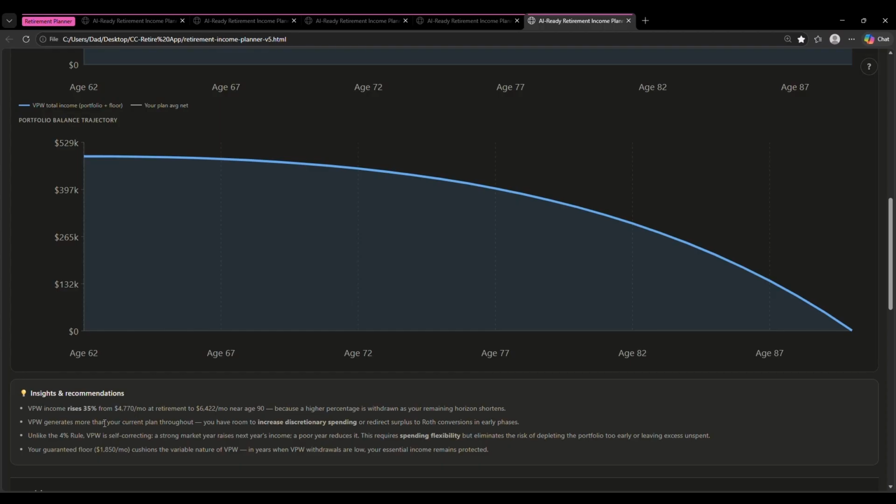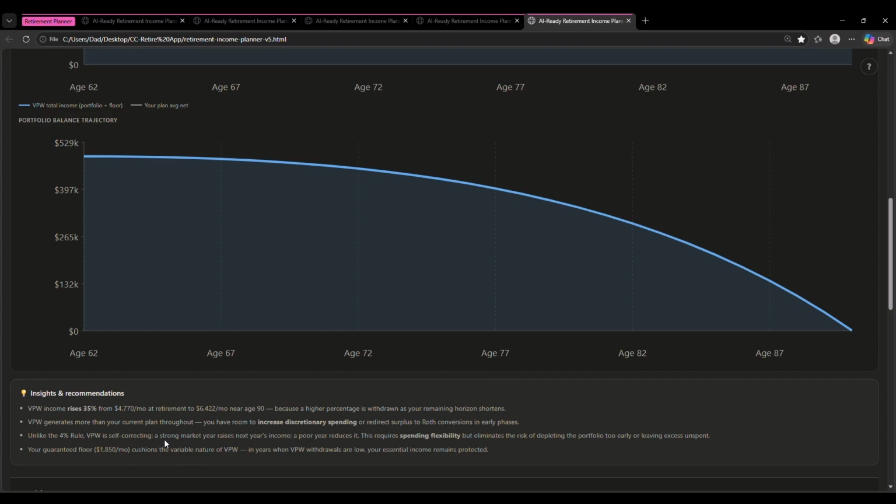VPW generates more than your current plan throughout. You have room to increase discretionary spending or redirect surplus to Roth conversions in early phases. Unlike the 4% rule, VPW is self-correcting.